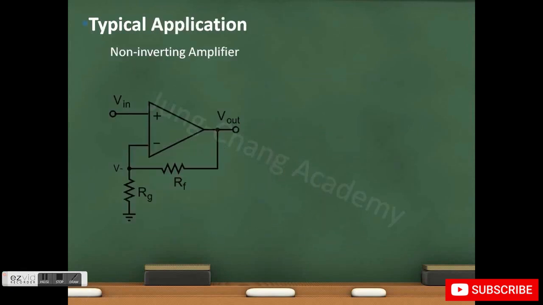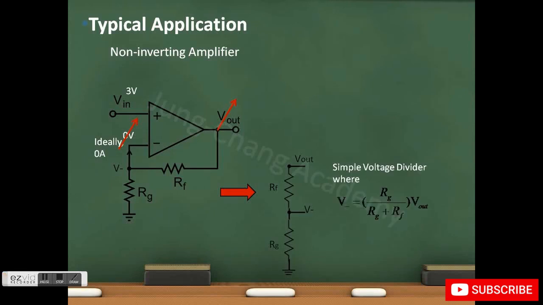To see how this circuit works, assume we start by inputting a voltage, say 3 volts at Vin. Initially, the voltage at V- is 0 volt, so the output voltage will take the difference between the two inputs and start to increase. As Vout increases, V- will also increase because no current flows into the negative terminal, so this part of the circuit will just look like a voltage divider, where V- equals Rg over Rg plus Rf times Vout.